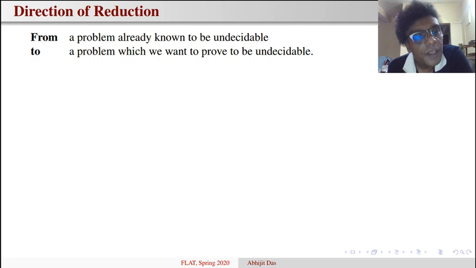Okay, so one very important thing is the direction of reduction. This is the important topic: from which problem to which problem. Now, in this reduction, you want to prove a certain problem to be undecidable, and you are given some problem which is known to be undecidable. So reduction should take place from the problem which is already known to be undecidable to the problem which you want to prove to be undecidable.